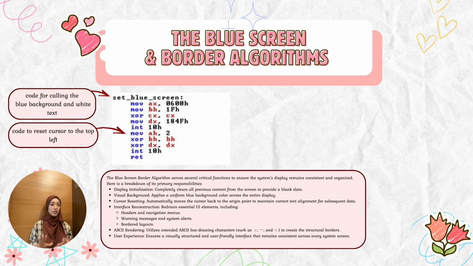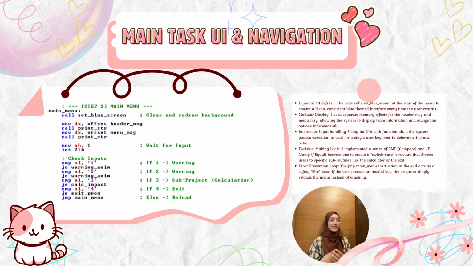The system impact. Beyond just aesthetics, this algorithm is responsible for interface reconstruction. It uses extended ASCII characters to draw structural borders and menus. By automating this process, we ensure that whether the system is displaying a warning or a menu, the layout remains consistent, organized, and user-friendly. The UI begins with the set blue screen routine.